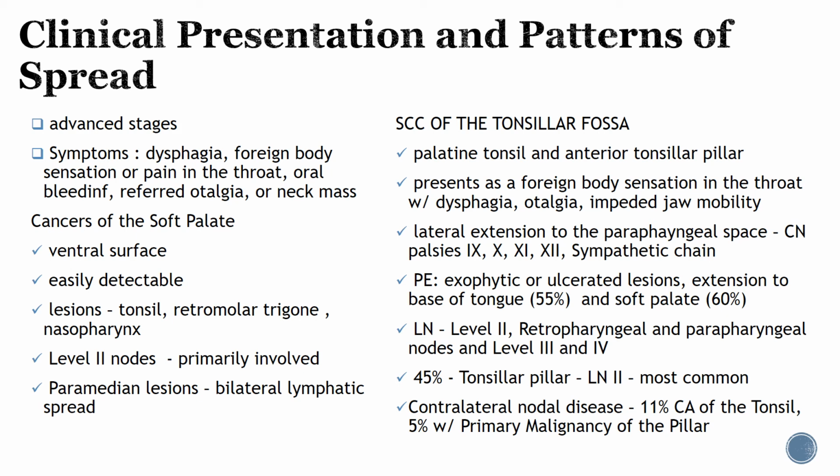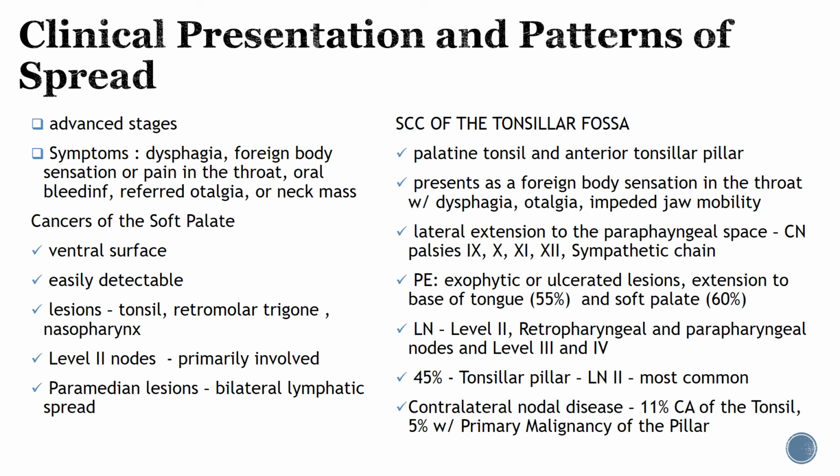Level 2 nodes are primarily involved. Metastasis to other levels depends on the clinical stage, whereas midline and paramedian lesions have a tendency for bilateral lymphatic spread. This becomes infrequent with laterally located tumors. The squamous cell carcinoma of the tonsillar fossa commonly involves the palatine tonsil and anterior tonsillar pillar. This lesion often presents as foreign body sensation in the throat with dysphagia, otalgia, or impeded jaw mobility caused by infiltration of the periosteum or bone of the mandible or the pterygoid muscle in advanced cases.